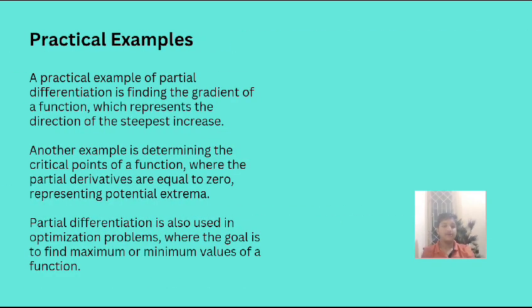Practical examples of partial differentiation. A practical example of partial differentiation is finding the gradient of a function, which represents the direction of the steepest increase. Another example is determining the critical point of a function where the partial derivatives are equal to 0, representing potential extrema. Partial differentiation is also used in optimization problems.